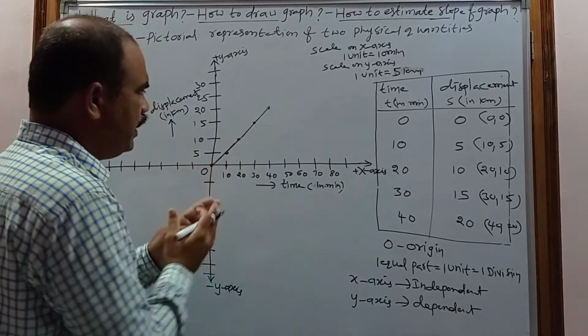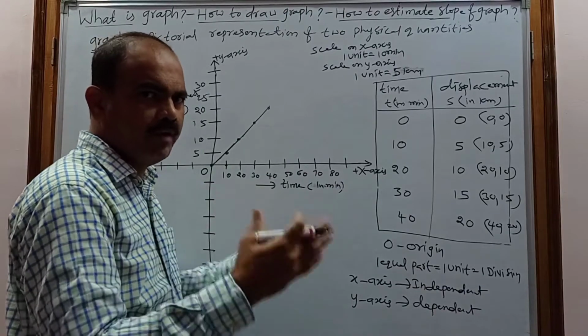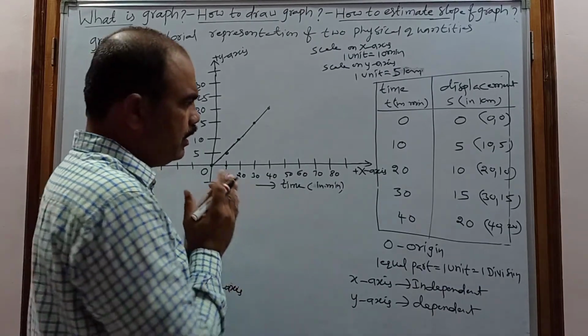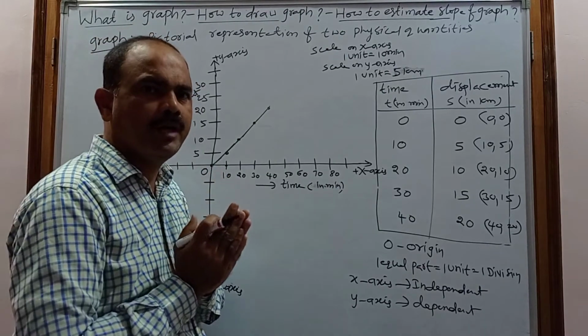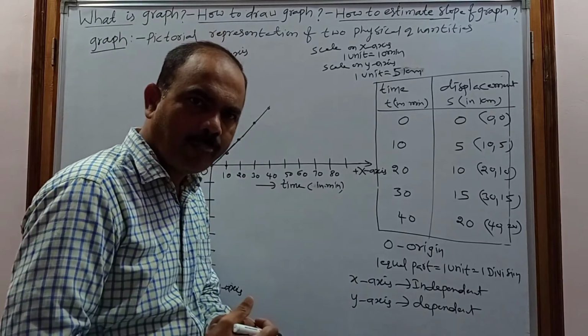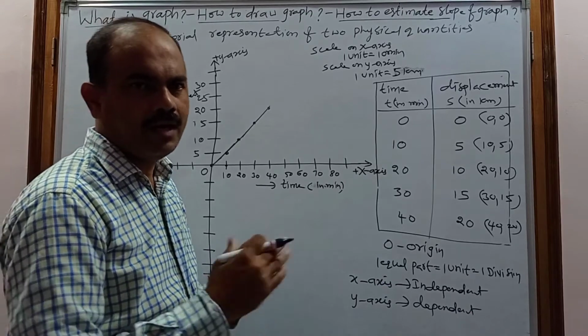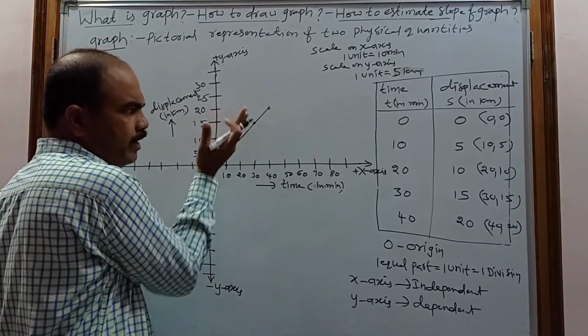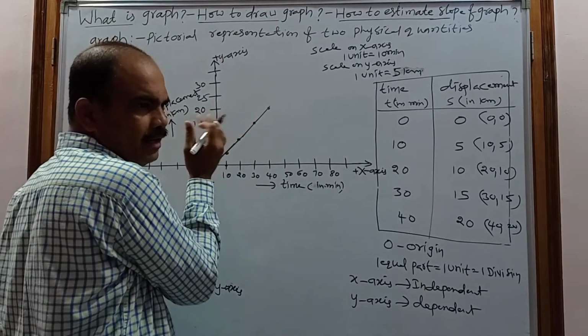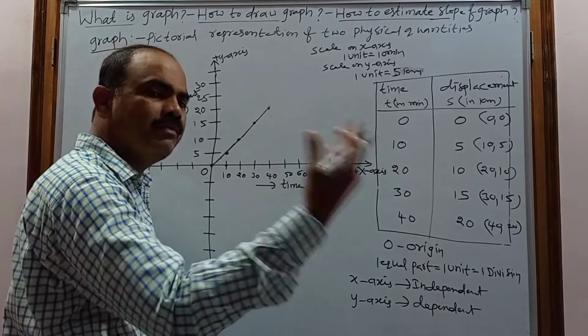So what is the importance of this graph? That is, why are we drawing the graph? The importance of drawing a graph is to explain the motion of a body or to explain the relation between two physical quantities, and sometimes the slope of the line or curve can represent another physical quantity.